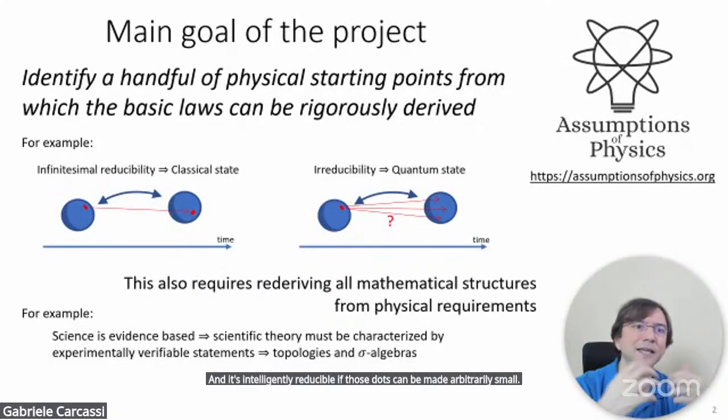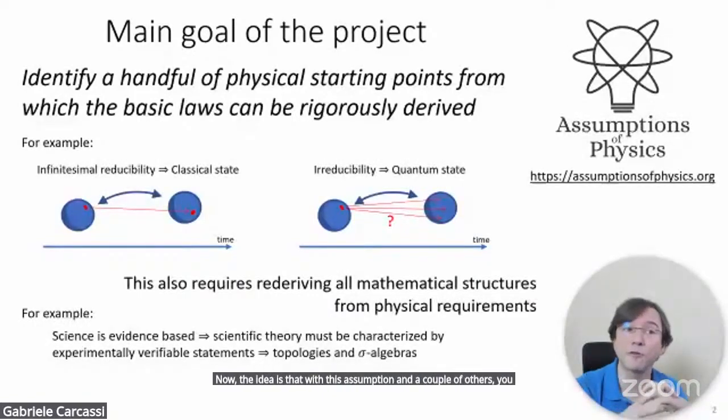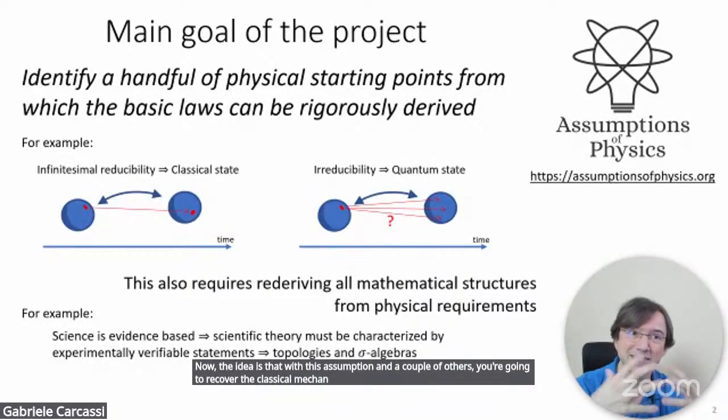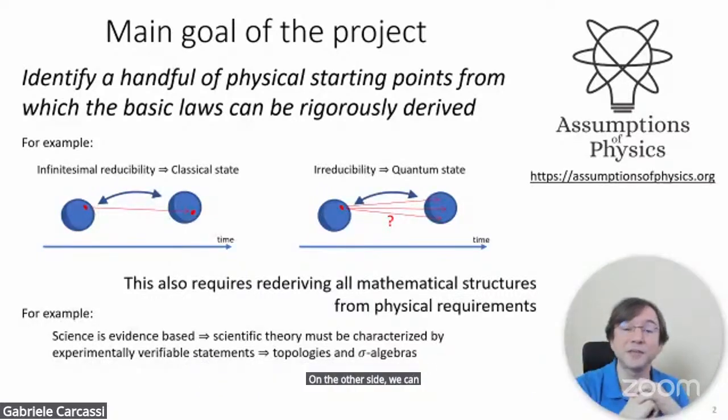Now, the idea is that with this assumption and a couple of others, you are going to recover classical mechanics. So the classical state really has bundled in this idea of infinitesimal reducibility. On the other side, we can say that the system is irreducible.